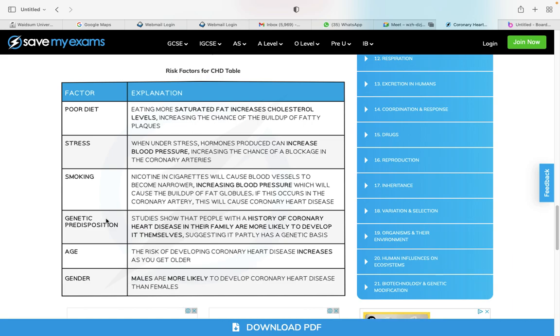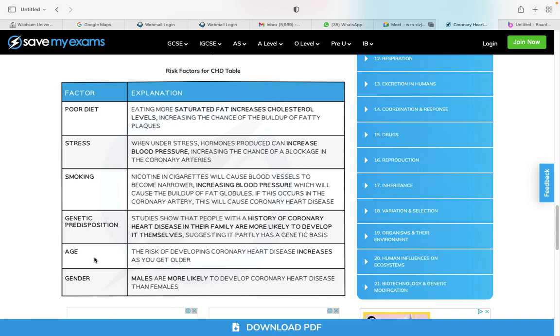Another problem causing coronary heart disease is genetic predisposition, from your genes, your family history. You see some families, once one has diabetes, everyone has diabetes. Studies show that people with a history of coronary heart disease in their family are more likely to develop it themselves. If your family normally has heart problems, there's a high chance that you can get it. But if you try to work so hard, with a good diet, ease stress, don't smoke and follow every other thing, maybe this one may not be so predominant.